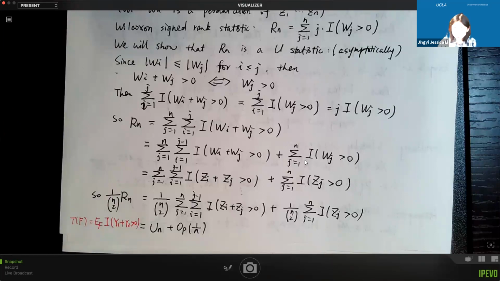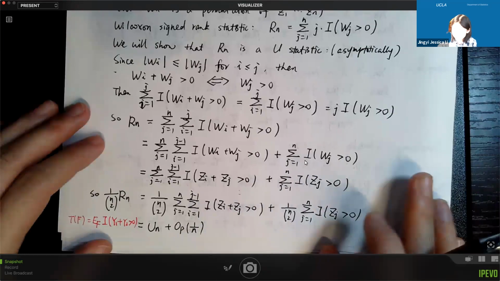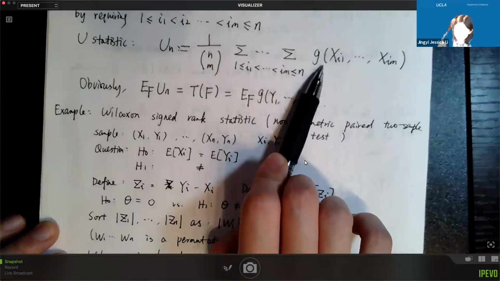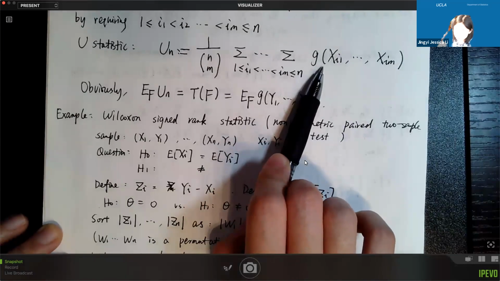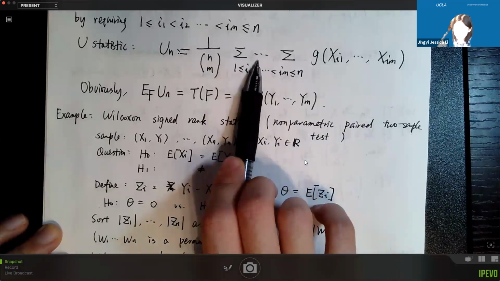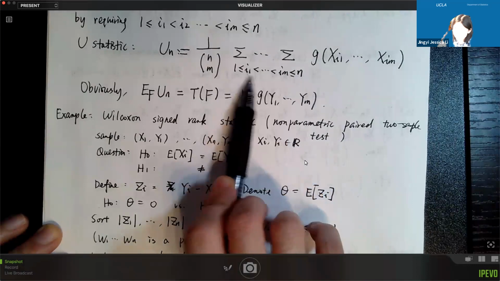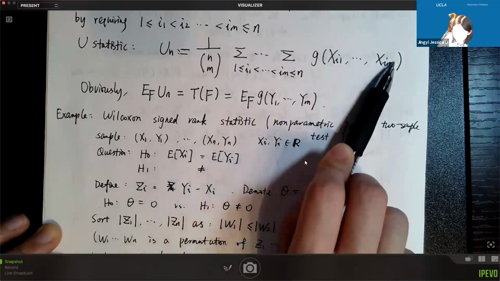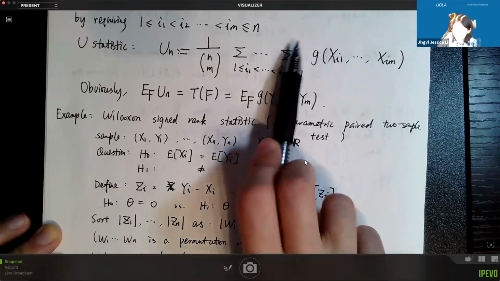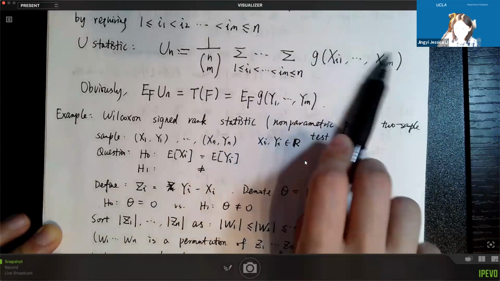Now the following discussion will be about how we can derive the asymptotic distribution of a U statistic. By the definition of a U statistic, it's not so easy, because we cannot apply the central limit theorem directly: in the summation over i1 to im, there is repetition of the same Xi being used in different terms of the sum.